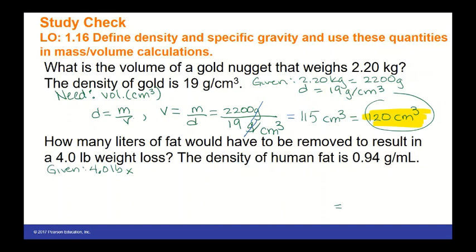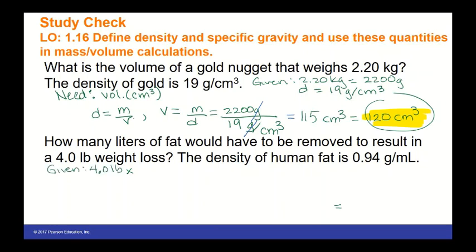How many liters of fat would have to be removed to result in 4 pounds of weight loss when the density of human fat is 0.94 grams per milliliter? Why do humans float in a pool? If you have more body fat, why is it easier for you to float than it is for someone with less body fat? Could it be that human body fat has a density that's less than water? Anyway, back to the problem.